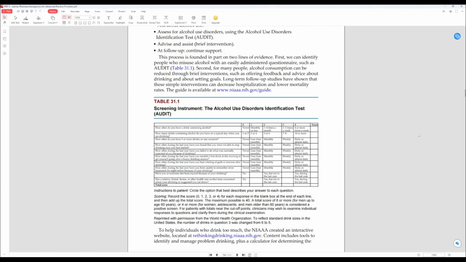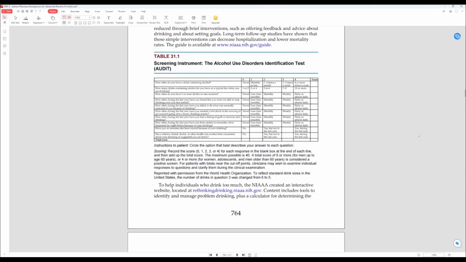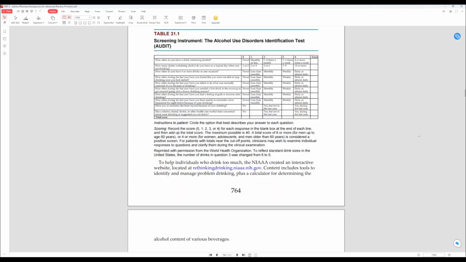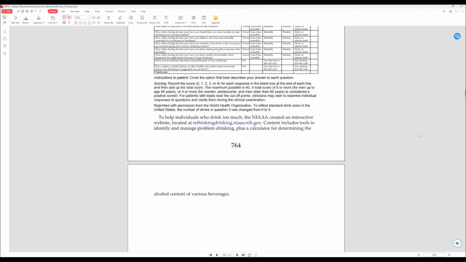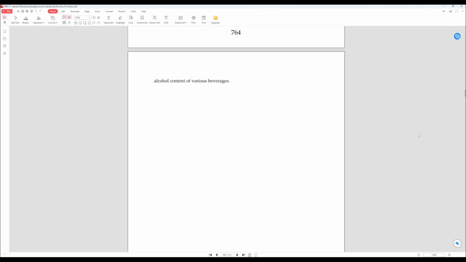The guide is available at the following website. You're welcome to hit pause and take a look. One of the screening instruments, the Alcohol Use Disorders Identification Test, or AUDIT, is here as well. So it's an excellent spot to hit pause if you are unfamiliar with the AUDIT. To help individuals who drink too much, the NIAAA created an interactive website called Rethinking Drinking. It's another website. Hit pause and take a look. Content includes tools to identify and manage problems in drinking, plus a calculator for determining the alcohol content of various beverages.